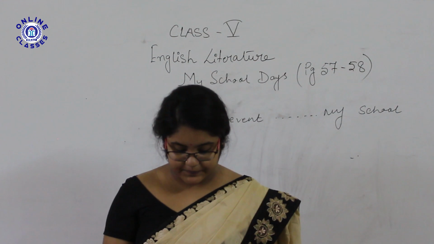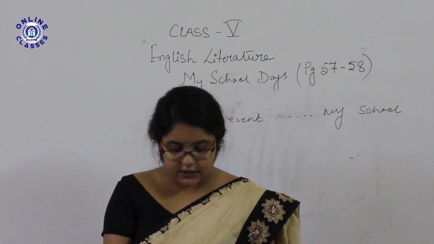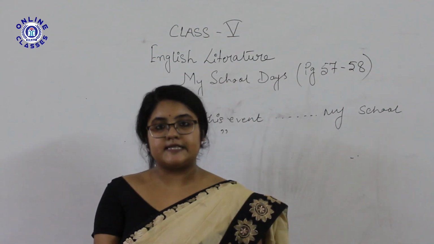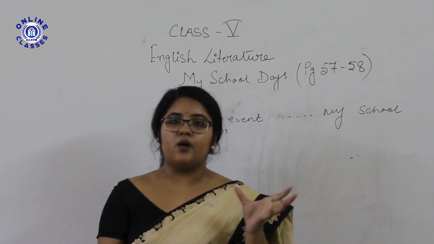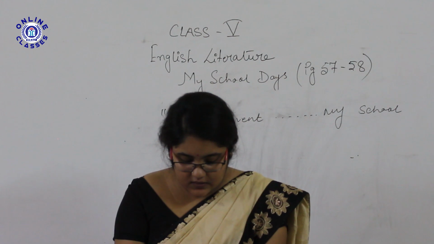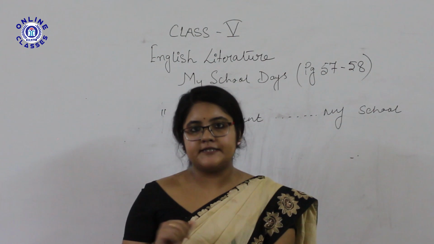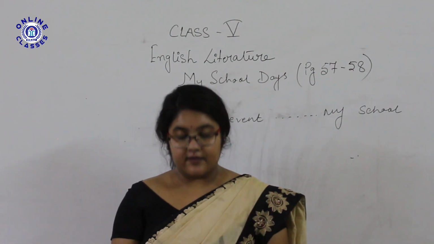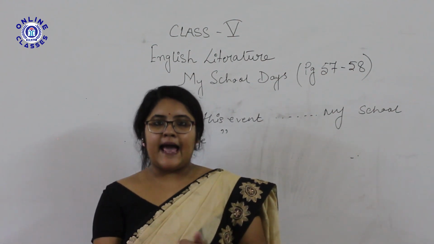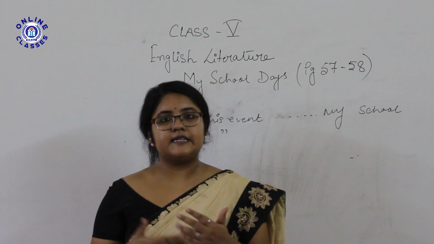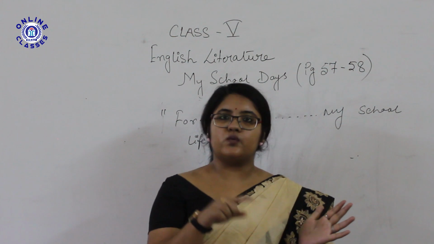Let's read the portion. For this event, there would be a blackboard and colored chalks on the table. Now the author is describing the music drawing competition, how it was performed. So, in this event, there is a blackboard and colored chalks on the table. Now this will be performed by two students. One student will be singing a song, and the other student will be drawing a picture synchronizing with the song.